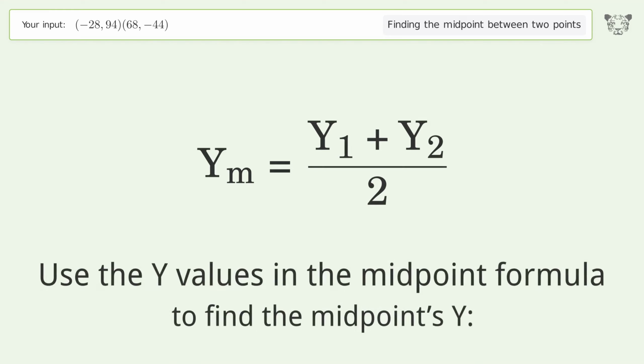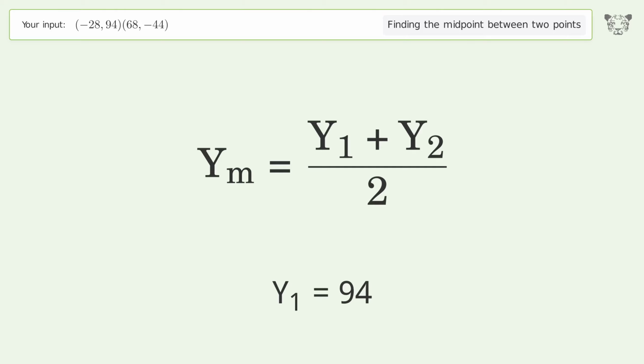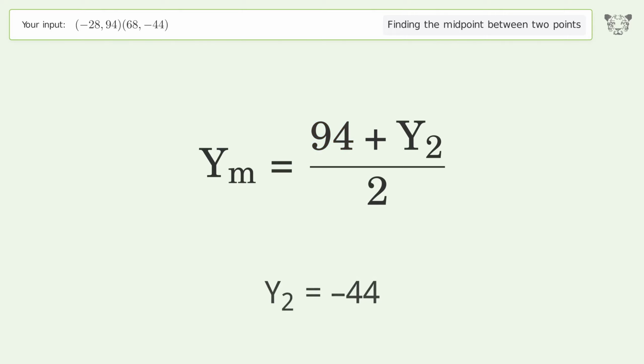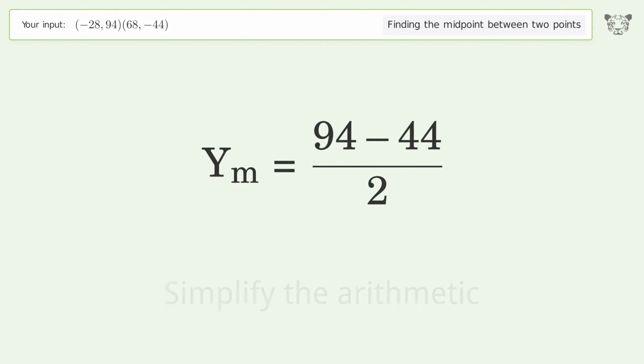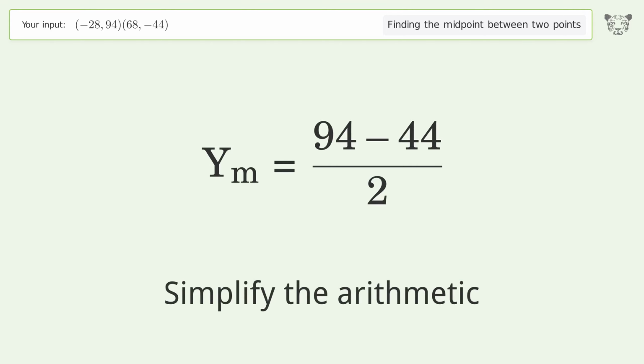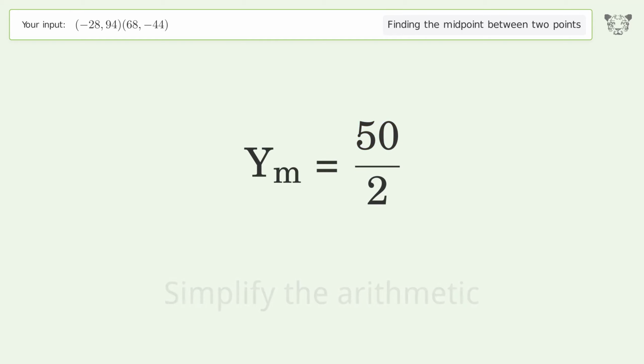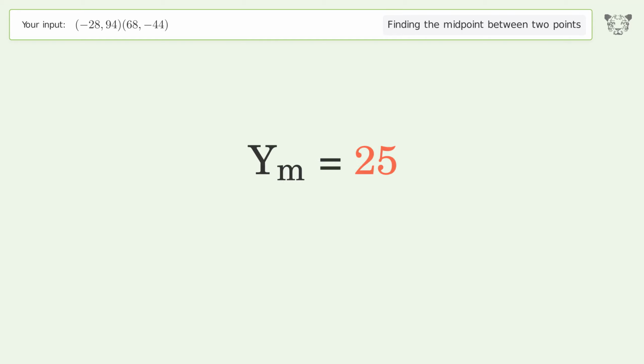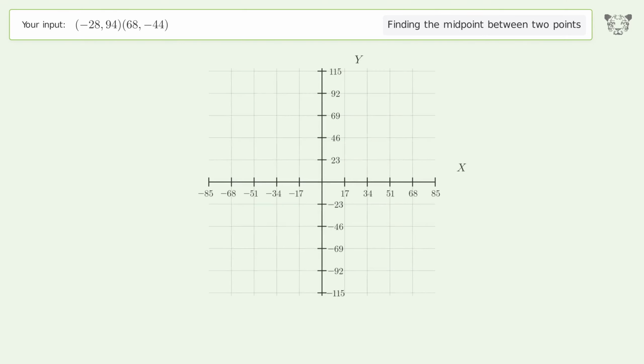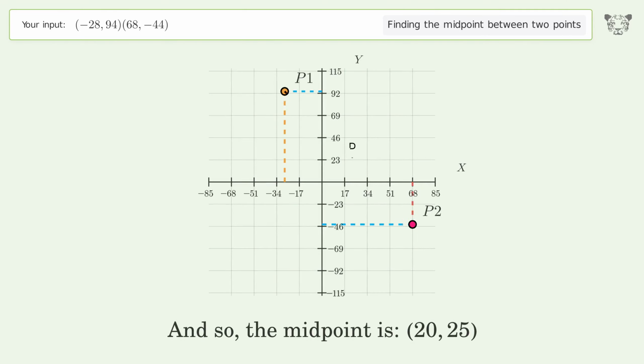Use the y values in the midpoint formula to find the midpoints y. y1 equals 94. y2 equals -44. Simplify the arithmetic. And so, the midpoint is 20, 25.